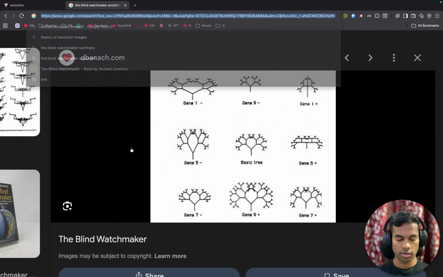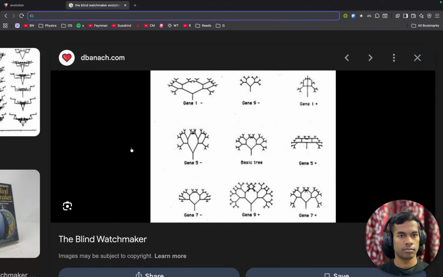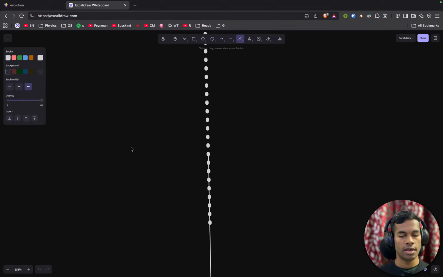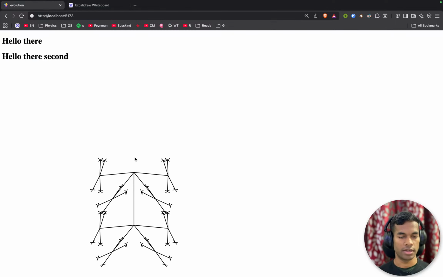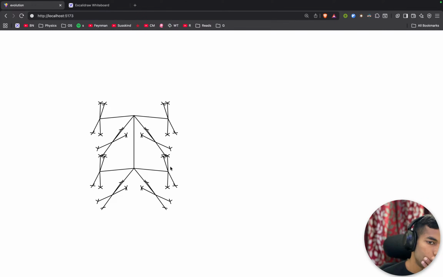Now on to the second part, which is adjust aspect ratio. We have to adjust the aspect ratio of this whole thing. For which we can just find out what the maximum highest point is, what the lowest point is, what the leftmost point is, what the rightmost point is, and just get the aspect ratio.